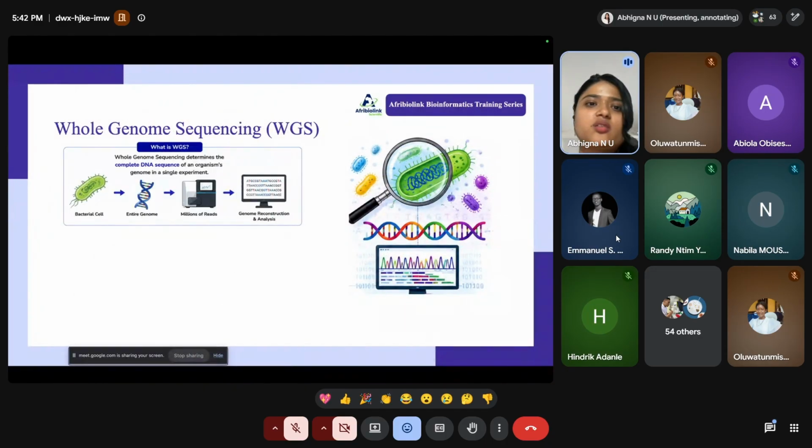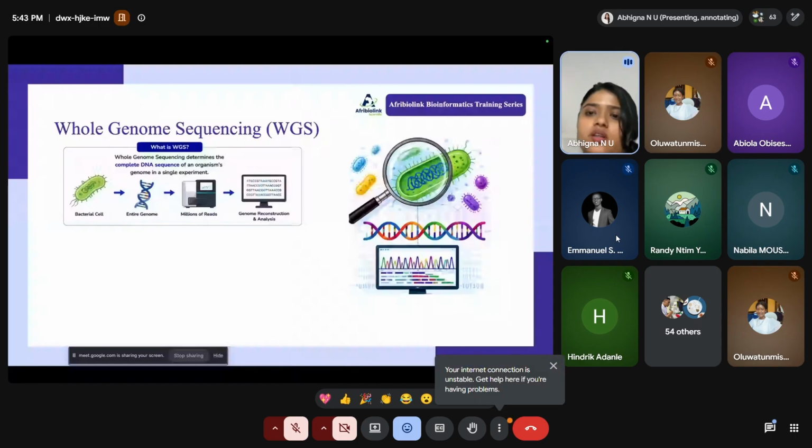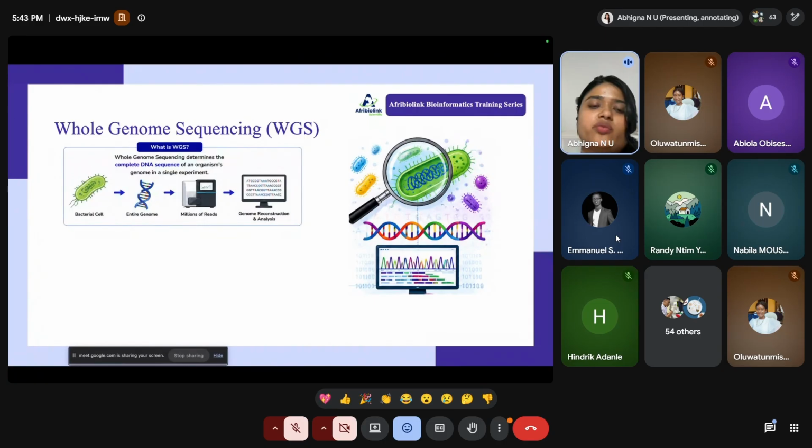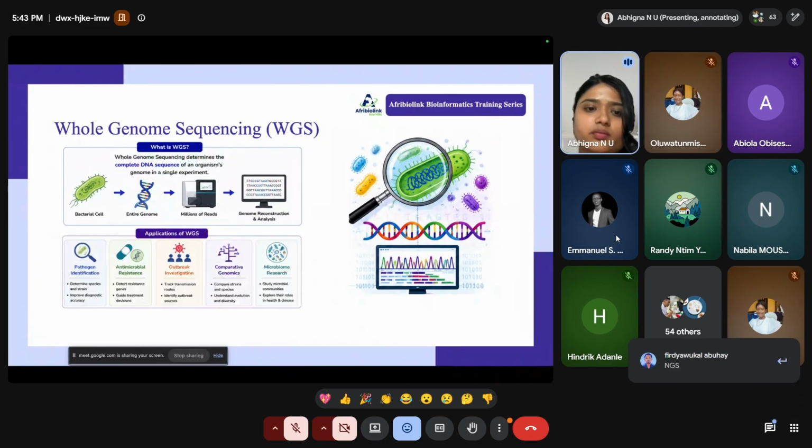When it comes to whole genome sequencing, what is whole genome sequencing? We sequence the full genome. For example, in the 16S RNA sequencing, we only sequence the 16S rRNA. In the whole genome sequencing, we sequence all the chromosomes and all the DNA that is available in a particular bacteria or maybe a human genome. We go for bacterial cell isolation first, and then DNA is isolated, and then we go for NGS, and genome reconstruction is followed.